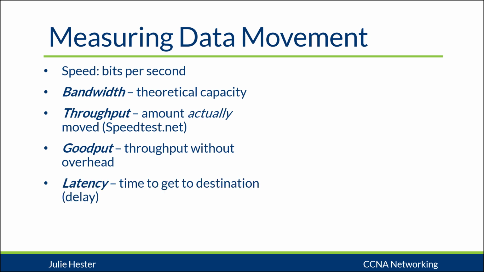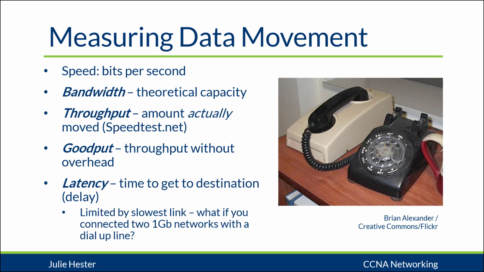And then related to speed is going to be latency, which is the time it takes to get to a destination, or the delay. So the overall time from the source to the destination is latency. And this becomes really critical in real-time networks such as voice and video, where we may be streaming. But the thing about latency is it's going to be limited by our slowest link. So if you took 2 high-speed networks and you connected them with a dial-up line in the middle, that dial-up line would be what would be slowing down your network, because you can't move data faster than the slowest link.